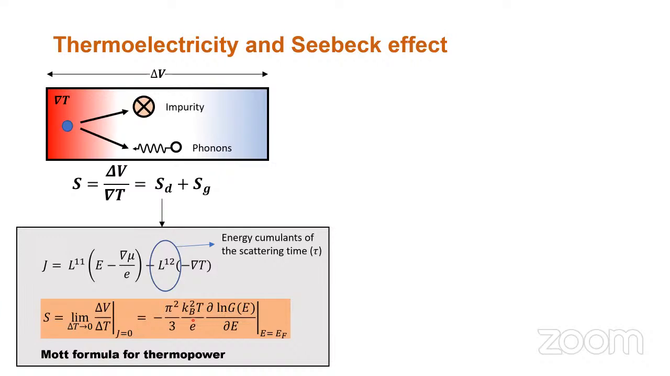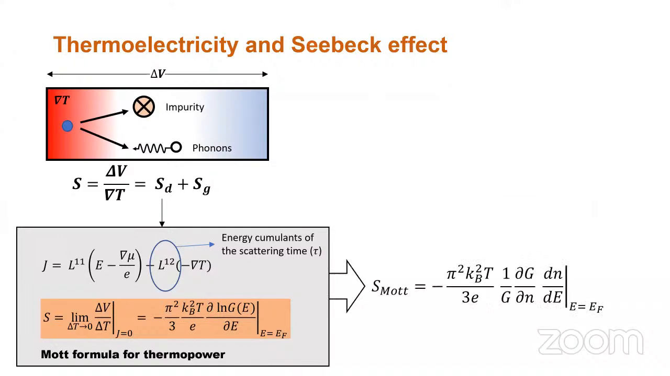Here you see the thermopower is essentially proportional to the derivative of the logarithm of conductance G, and proportional to temperature. And this is called Mott formula for thermopower. The interesting aspect here is that this derivative of conductance as a function of energy can be split into two parts. One is dG over dn. By the way, this derivative also makes it extremely sensitive to the density of states or any kind of low energy structure in the density of states.